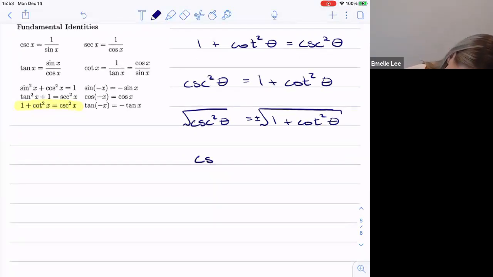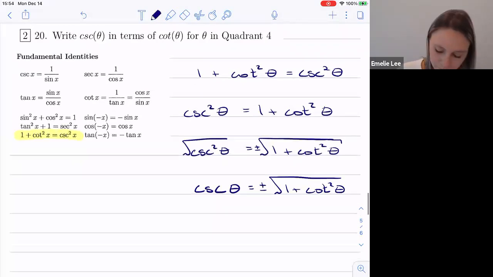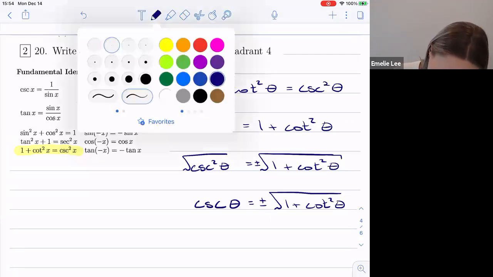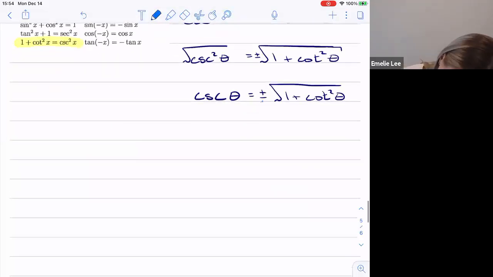So this becomes the cosecant of theta is plus or minus the root of 1 plus the cotangent squared of theta. Here, deciding between the positive and the negative in quadrant 4, I'm going to make a note.